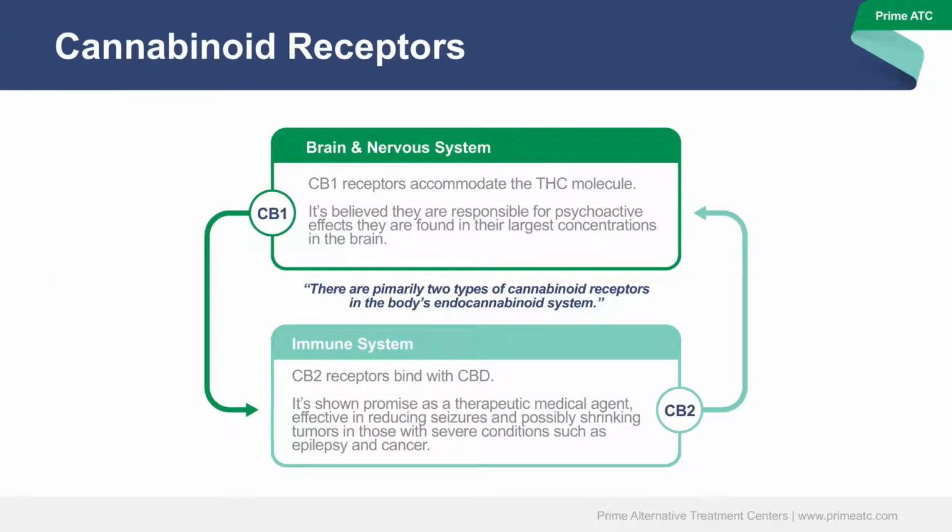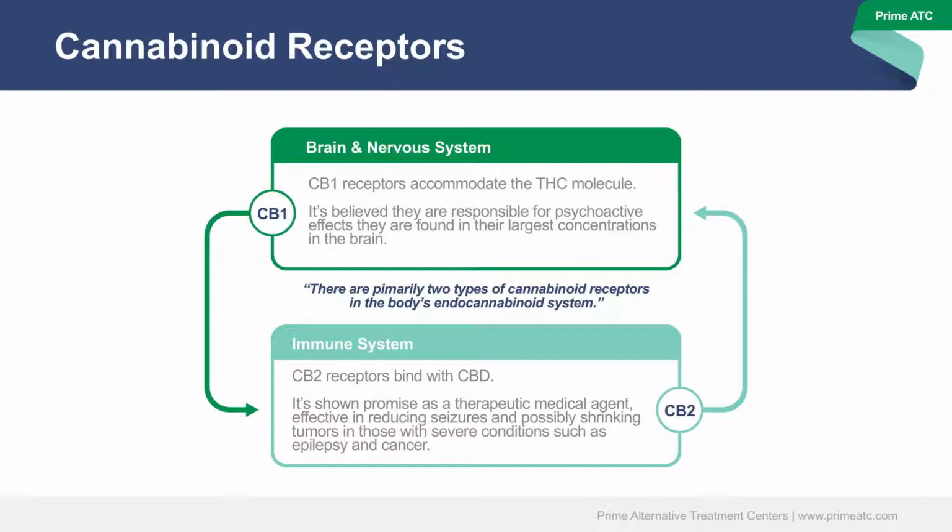Now let's talk a little bit about the cannabinoid receptor. There are primarily two types of cannabinoid receptors in the body's endocannabinoid system, CB1 and CB2. As mentioned before, CB1 receptors are found primarily throughout the brain and central nervous system, and they accommodate the THC molecule. Because they are found in their largest concentration in the brain, it is believed that this cannabinoid is responsible for the psychoactive effects of cannabis.